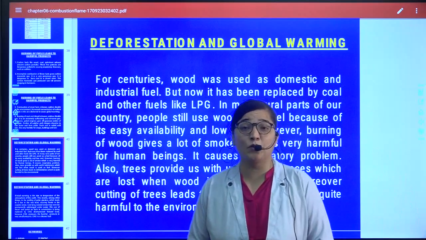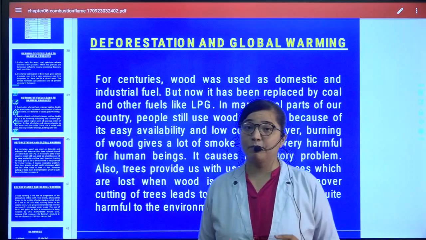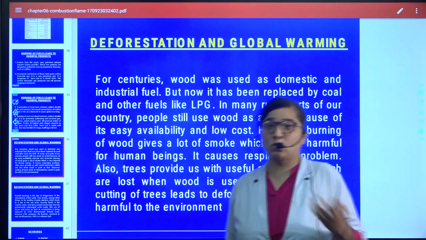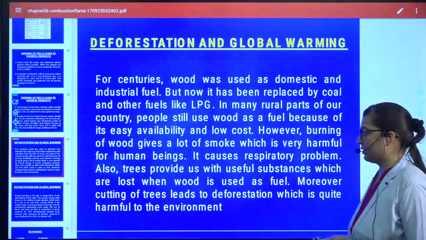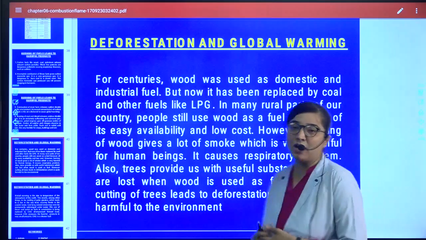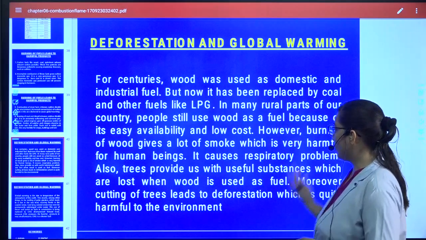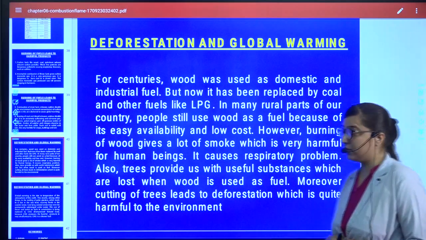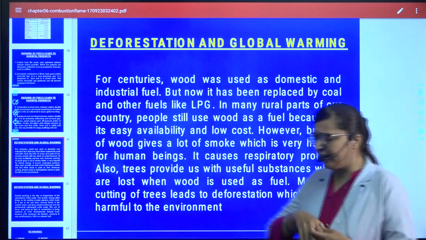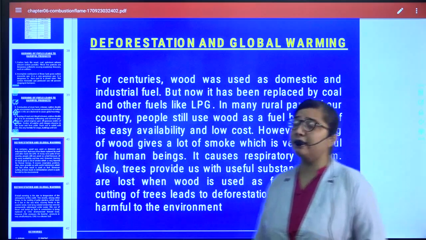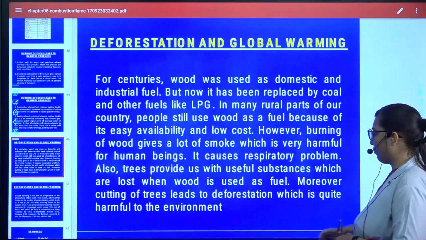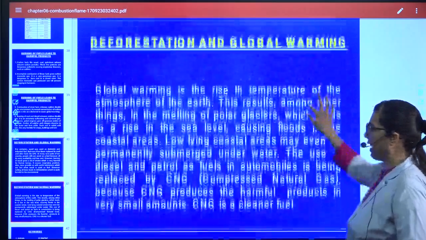Why are they using it as a fuel? Because it is available very easily and at very low cost. So ultimately they are going to use it. Whenever wood is burnt, it gives lots of smoke which is very harmful for human beings. It can also cause many respiratory diseases. Also trees provide us with a variety of substances, and that's the reason cutting of trees leads to deforestation. It is harmful for the environment.